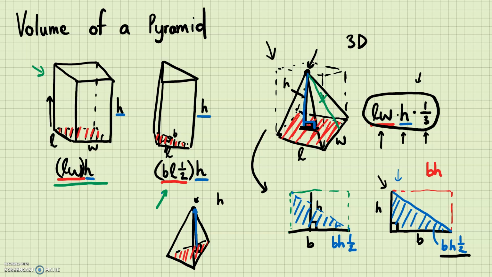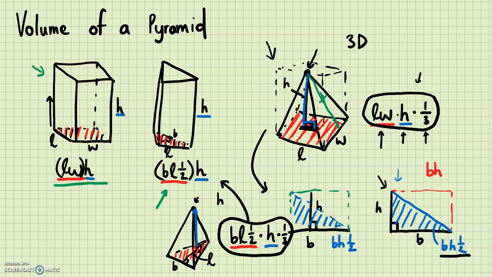So if you call this the B, and this the L, the area of that base is going to be B times L times 1/2. This is the base. You multiply this times the height. This part is the same as the prism, but to get the pyramid, you need to multiply that times 1/3 or divide by 3.